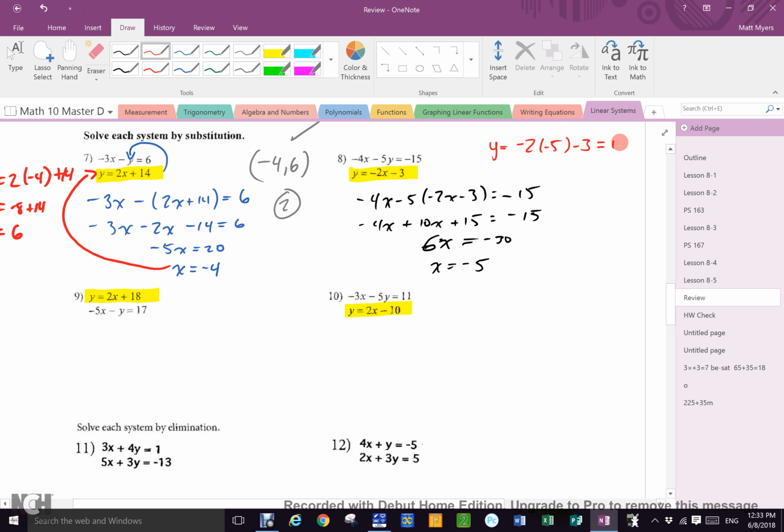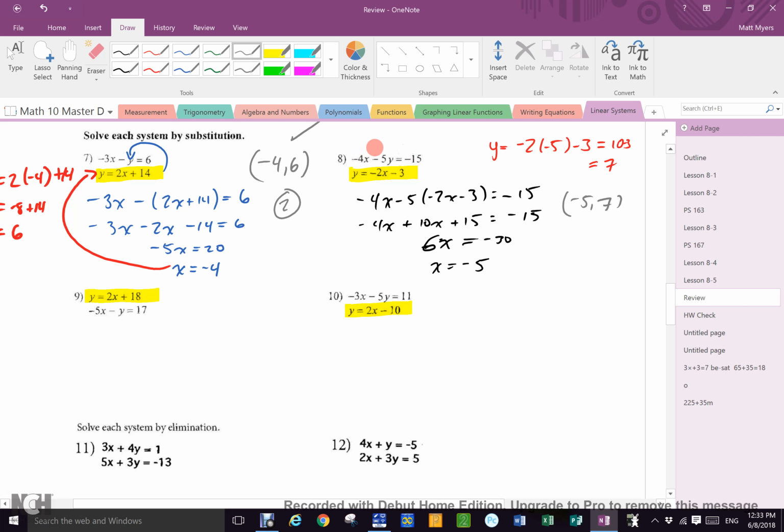There we go. x equals 10 minus 3, so y equals 7. Your ordered pair is then negative 5, 7, and then you check. Do you need to check the highlighted one? No, because that's what you just did. You just need to check here.